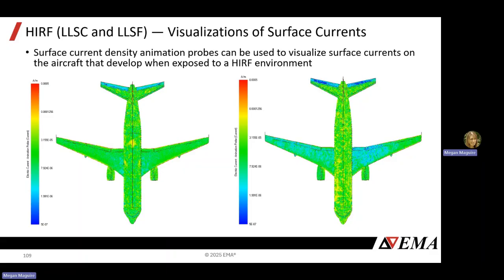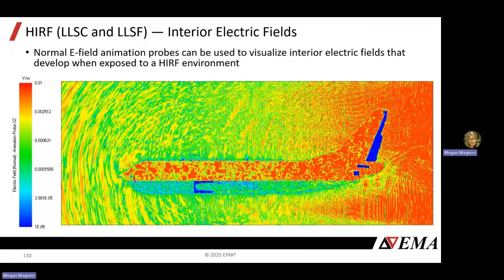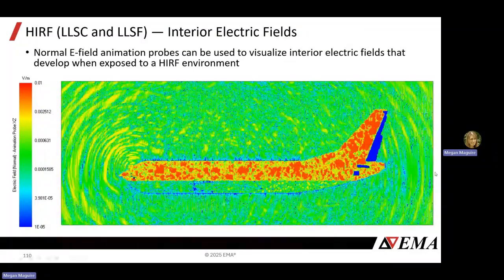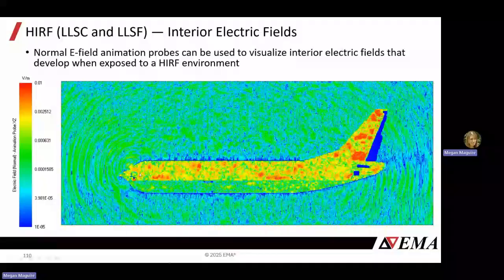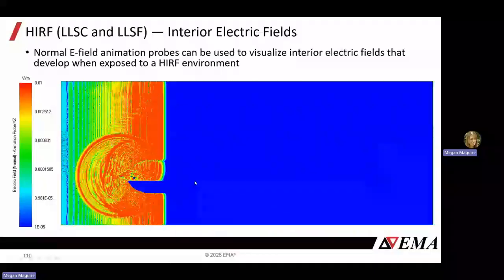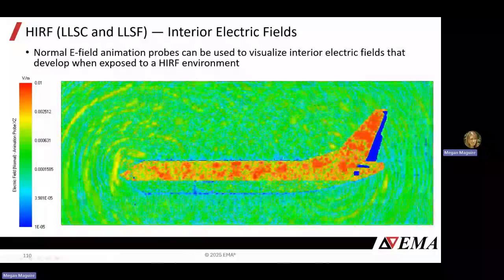You can also probe surface current density using an animation probe to look at what surface currents develop, or you can look at normal E-fields. In this case, it's interesting to see what E-fields develop inside of the aircraft. How does the floor impact that? You can actually see a bulkhead right here. That can be good for overall visualization.